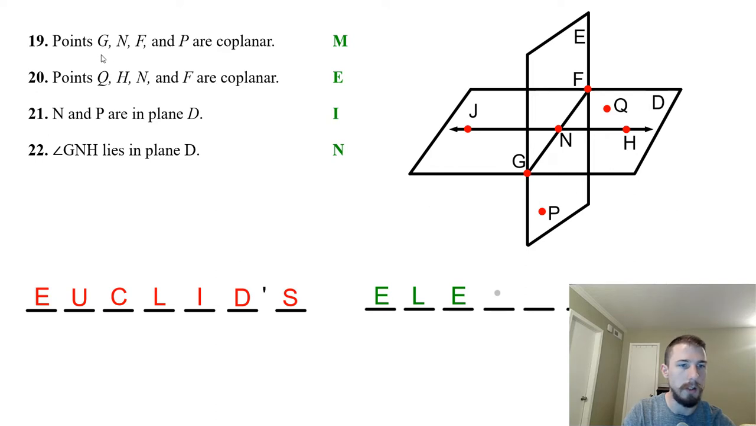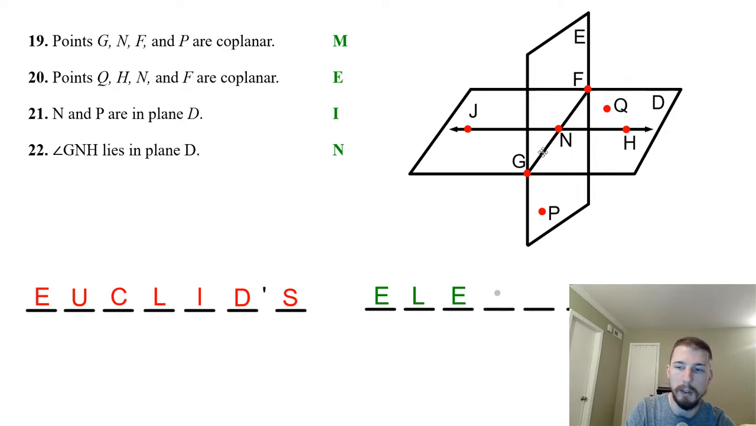Look at 19. It says points G, N, F, and P are coplanar. So again, are they on the same plane? So G, N, and F are all on the same line. They're collinear. So what that means is that this plane here that goes around those lines is allowed to rotate 360 degrees. So technically, any other point would be coplanar with points G, N, and F. The other point they're saying is P. So yes, those would all be on the same plane E.